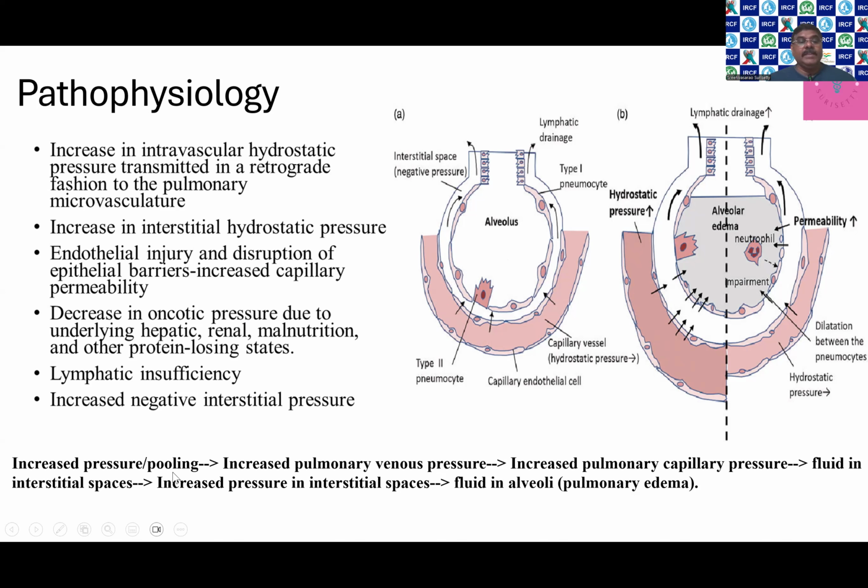So briefly, increased pulmonary vascular pressures increase the pulmonary capillary pressure, and fluid enters the interstitial space first, followed by an increase in interstitial space pressure, followed by fluid into the alveolus. Finally, the patient may land in pulmonary edema.